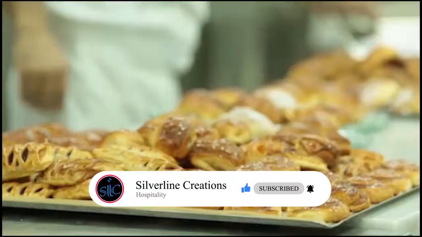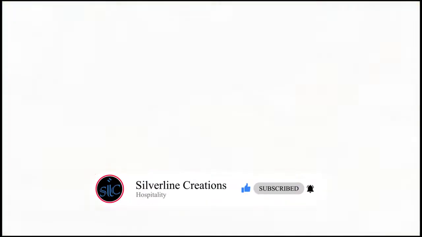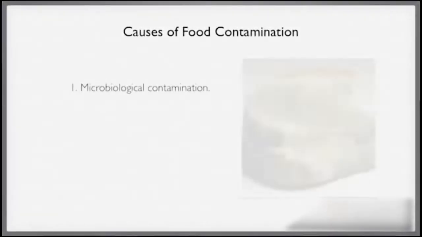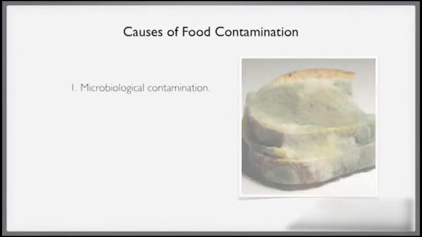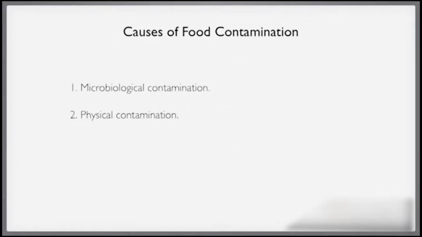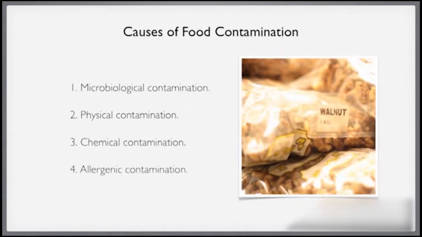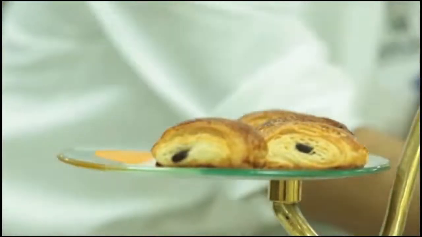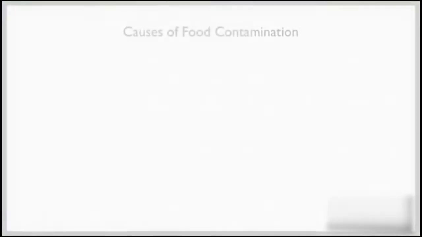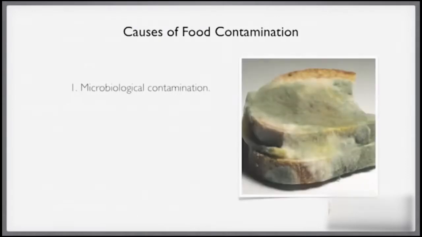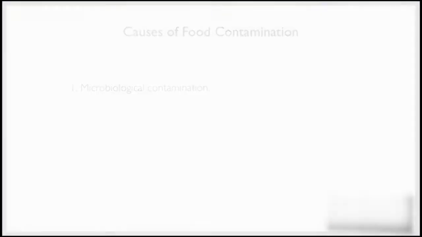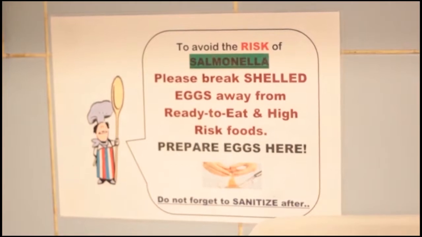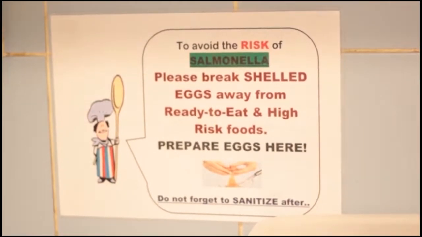There are 4 major causes of food contamination: microbiological, physical, chemical, and allergenic. Let's have a look at these interesting words one by one to see if we can understand them. Firstly, microbiological contamination. The first form of contamination can be microbiological.